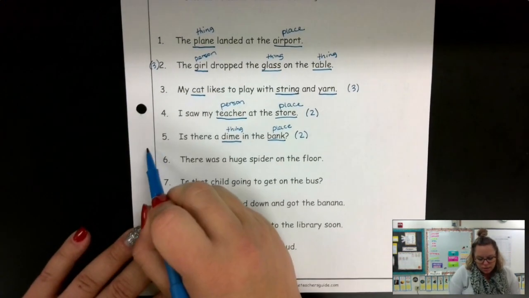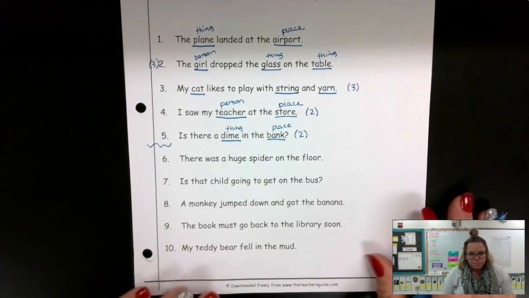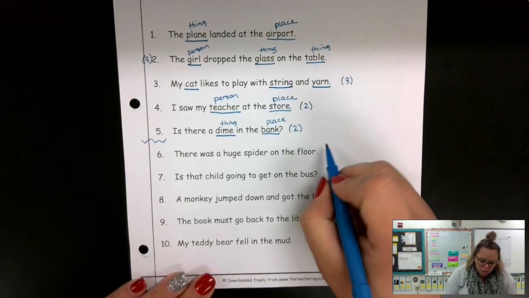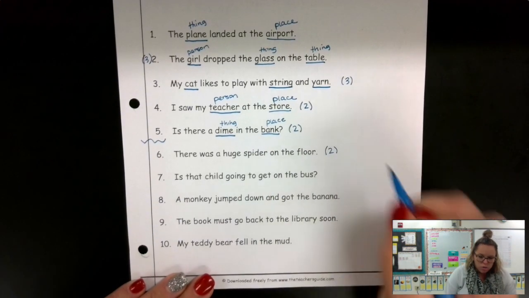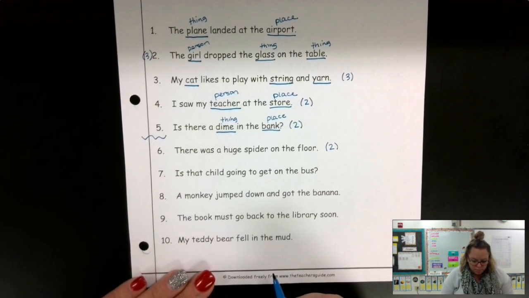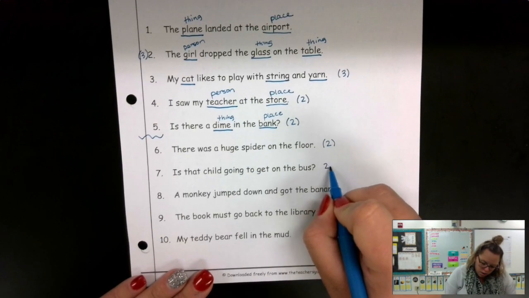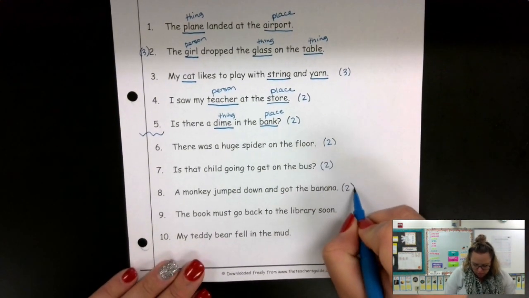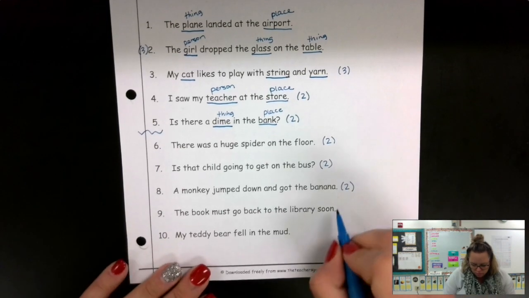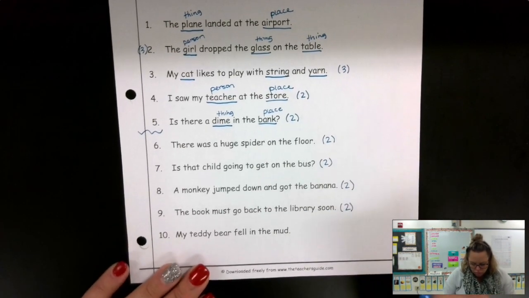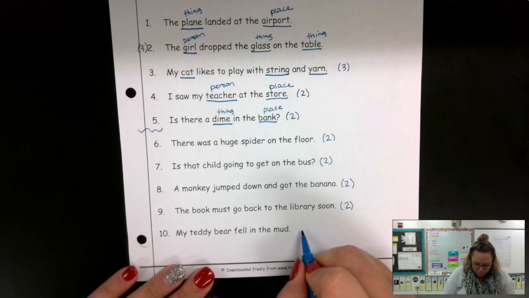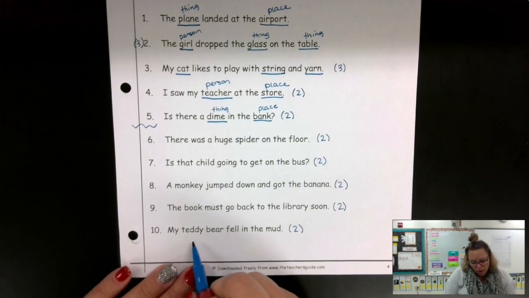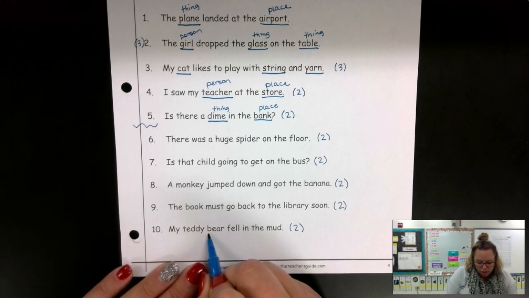Now, we just did the first 5 together. And what you're going to do is you are going to finish filling this out. There are 2 nouns in number 6. There are 2 nouns in number 7. There are 2 in number 8, 2 in 9, and 2 in 10.